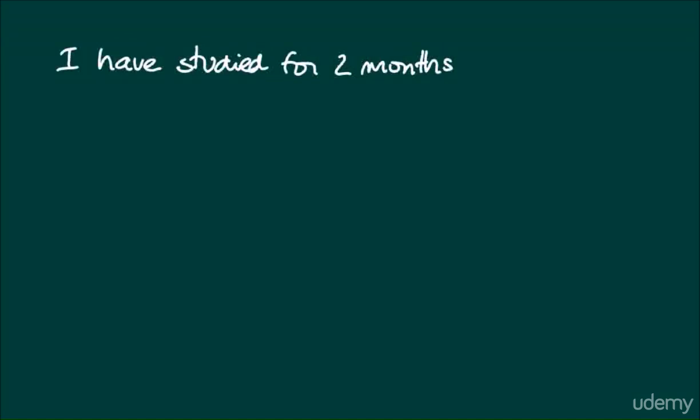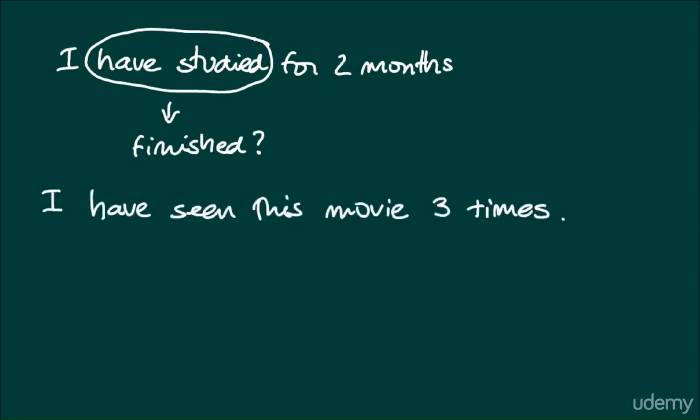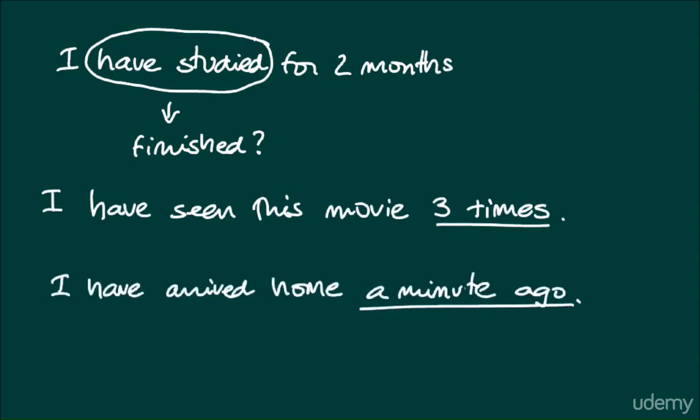Look at these examples. I have studied English for 2 months. The action of studying didn't finish, or we don't know if it finished. I have seen this movie 3 times. I have arrived home a minute ago.